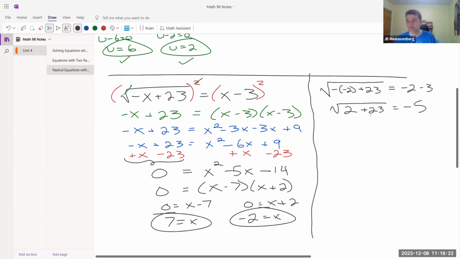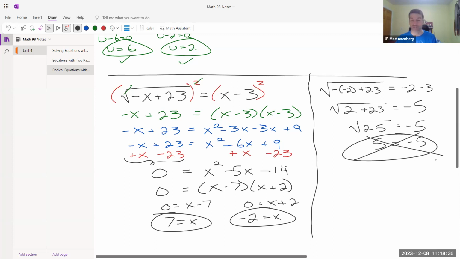And you can already see why it's not going to work, I think. The square root of 25 is equal to -5. 5 is equal to -5. And we're always just asking this question, is this true? We get down to here and we say, no, it is not true, which means -2 does not work. I suggest you check the 7 on your own and confirm that it does work.